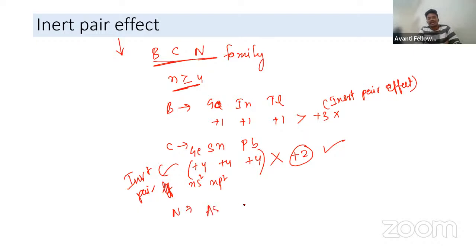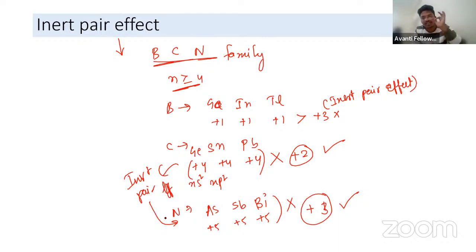Simultaneously, from the nitrogen family, what are the elements? Arsenic, antimony, bismuth. So these should also exhibit which state? +5, +5, +5. But they will not exhibit +5. They will exhibit only the +3 state. Why will they exhibit +3? Why not +5? Same inert pair effect.